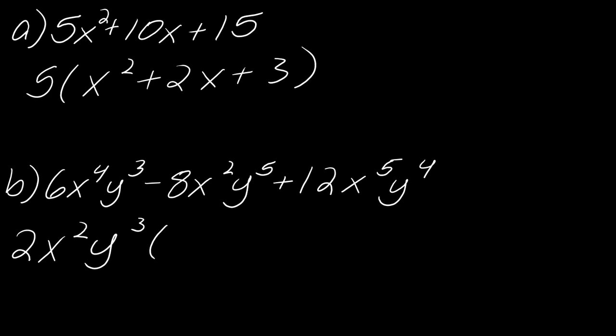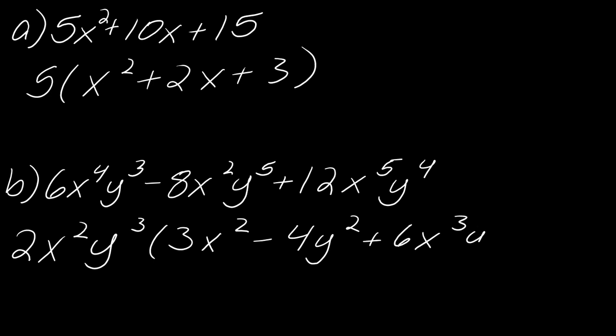So 6 divided by 2 is 3. And then I've got x to the 4th. I'm removing x squared, so that leaves me with just x squared. And then the y cubes will end up dropping out. 8 divided by 2 is 4. The x squareds drop out, and I'm left with just y squared. So remember, I've got y to the 5th. I'm taking out y to the 3rd, so what's left over? y squared. And then for this last one, so this will be plus 6x to the 3rd y.